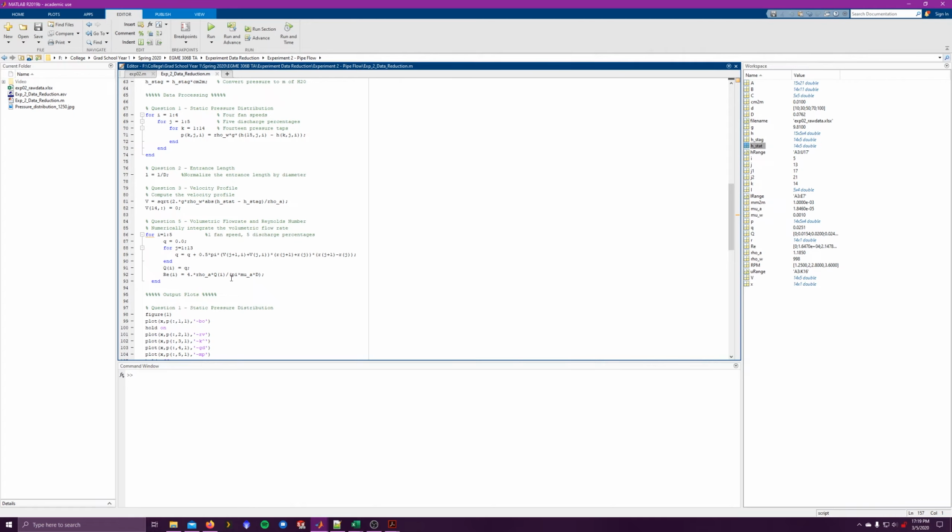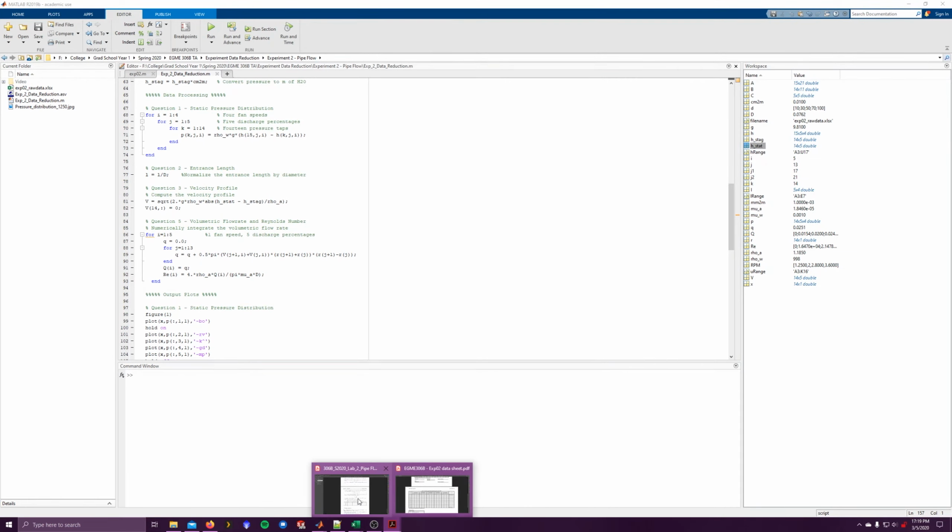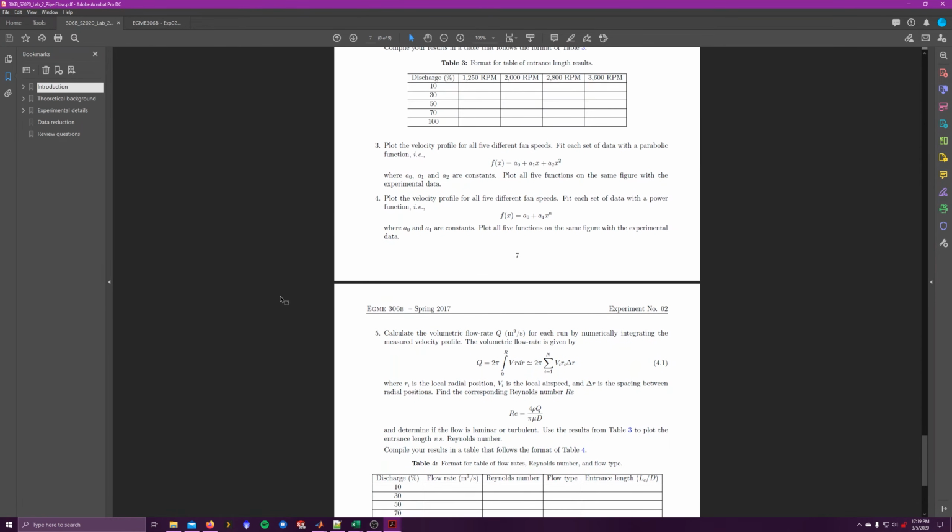Okay, so the last thing that we had to do was look at the volumetric flow rate and the Reynolds number. So if we go to the lab handout, that was question number 5 here. So this is the formula that we have to find the flow rate from the velocity profile. And then from that volumetric flow rate, we're going to use that to get the Reynolds number.